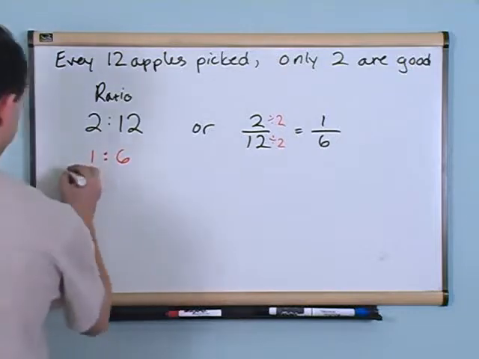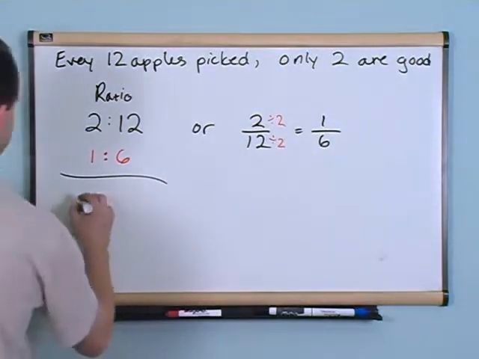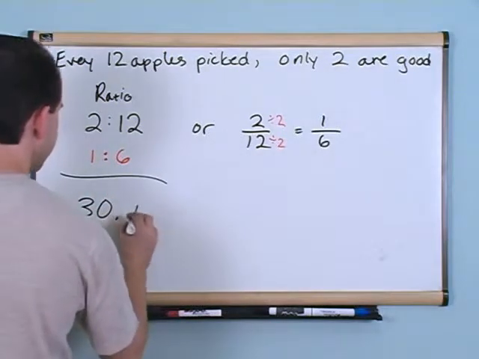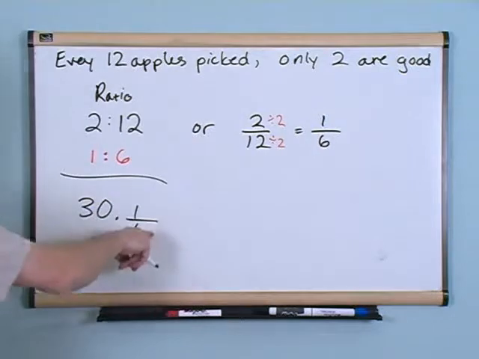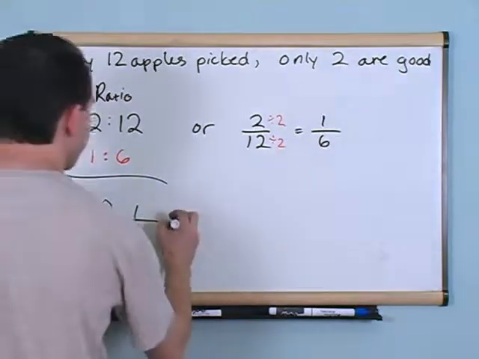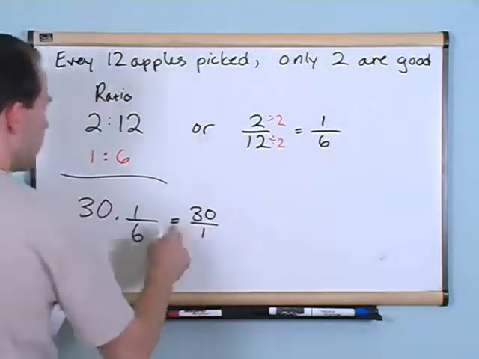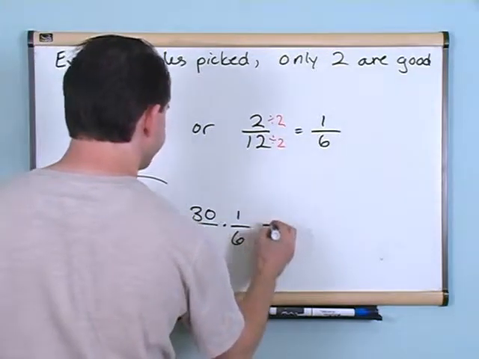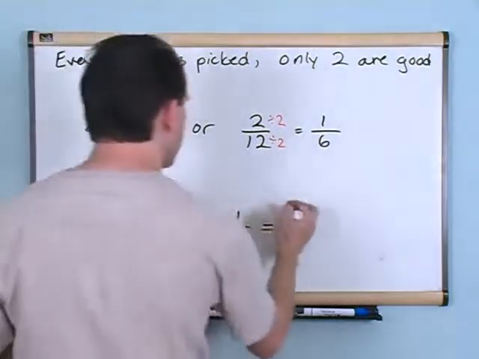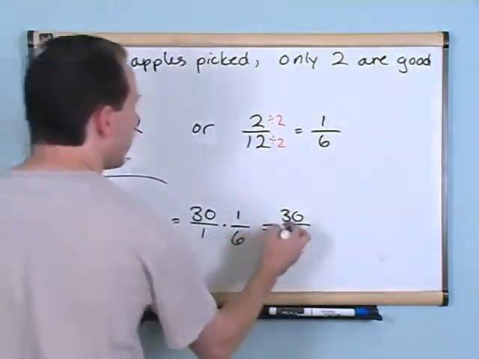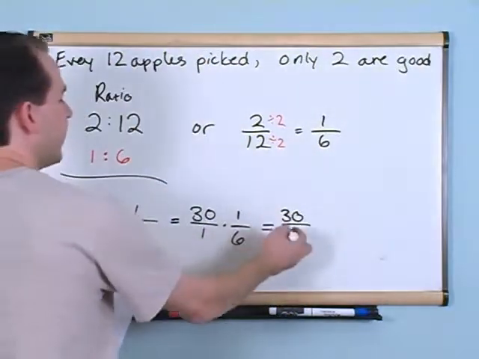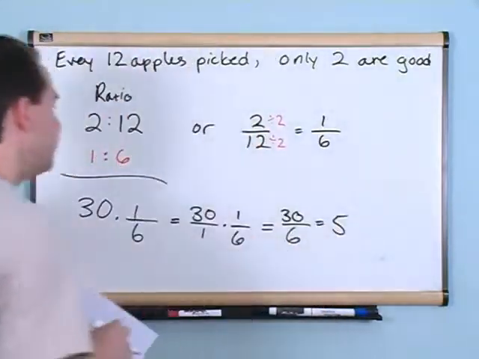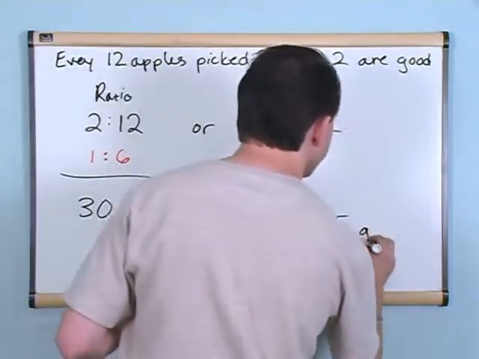Well, it's not that hard. You take the 30 apples that you're picking and you just multiply by your ratio, which is 1 good apple to 6 bad apples. Okay? So to do this, I'm going to make it 30 over 1, which is going to equal 30 times 1/6. 30 times 1 gives me 30. 6 times 1 gives me 6. And then to simplify this, 30 divided by 6 is simply 5. So I should get 5 good apples out of 30.